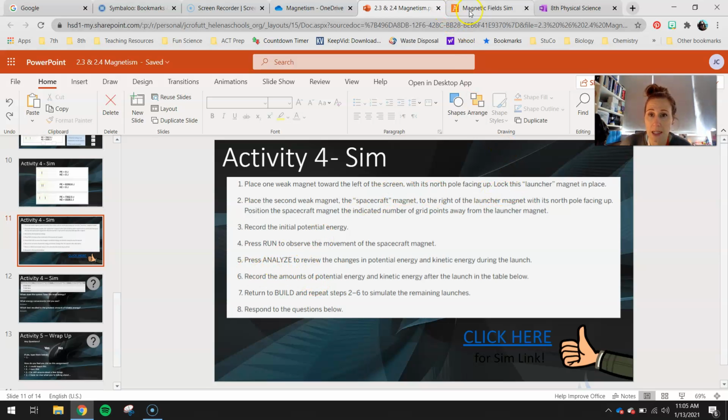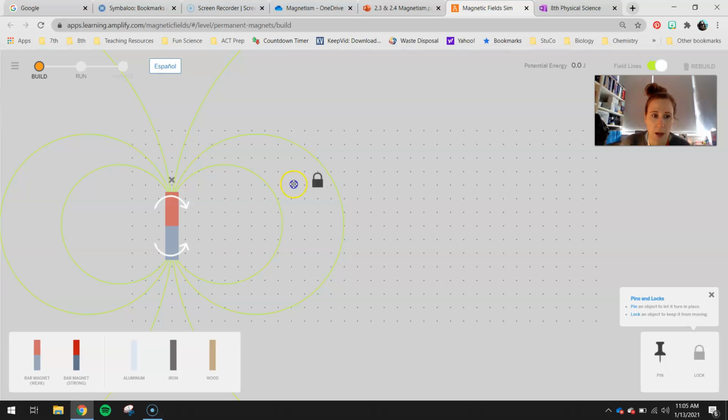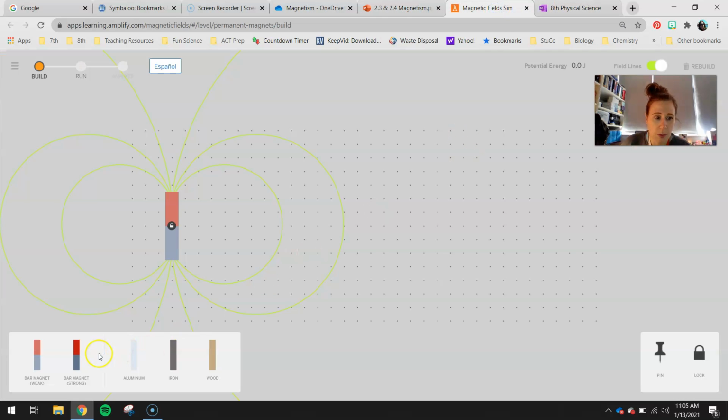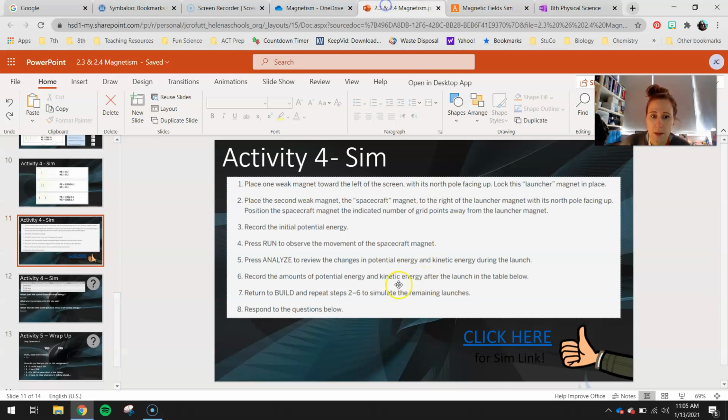Lock this launcher magnet in place. So this weak magnet is going to be our launcher. Place the second weak magnet, the spacecraft magnet, to the right of the launcher. So this is going to be the object that is getting launched. So here's another, with this north pole facing up, again, that's going to have us be repelling. And then position the spacecraft magnet the indicated number of grid points away from the launcher magnet.